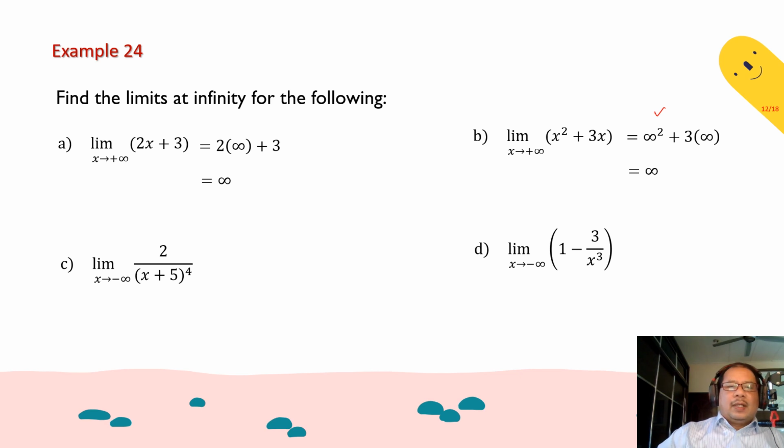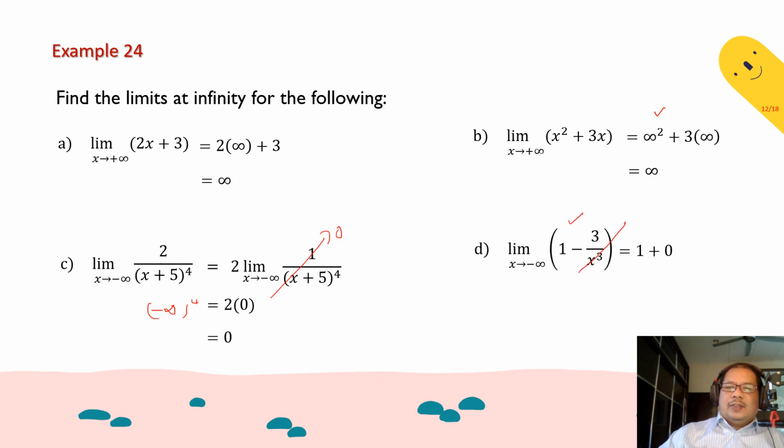Okay, let's see. The limit as x approaches negative infinity of 2 over x plus 5 to the power 4. So negative infinity plus 5 is negative infinity, and then your power is 4, you get a positive. So the answer, you can write 2 times the limit as x approaches negative infinity of 1 over x plus 5, which is a positive infinity, so this value becomes 0. So the answer is 0. Similar for here, this is a limit, this is a 1, and then this value becomes 0. The limit as x approaches negative infinity of 3 over x cubed is 0. So the answer is 1.